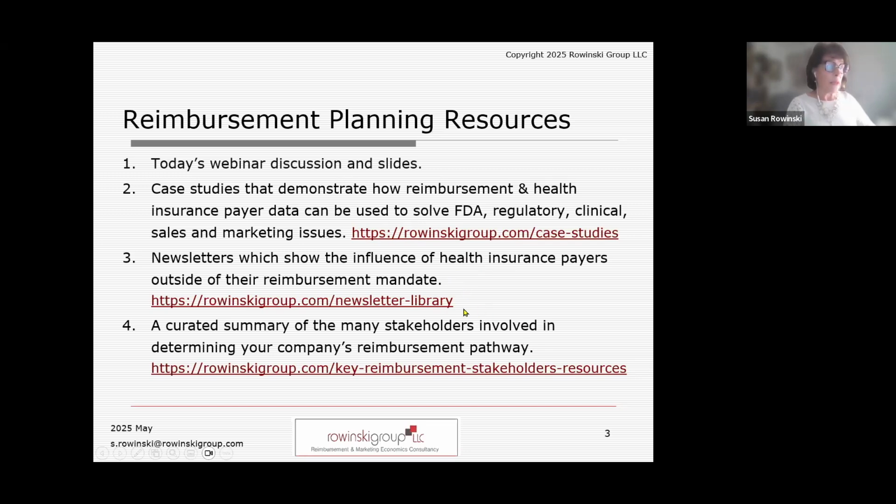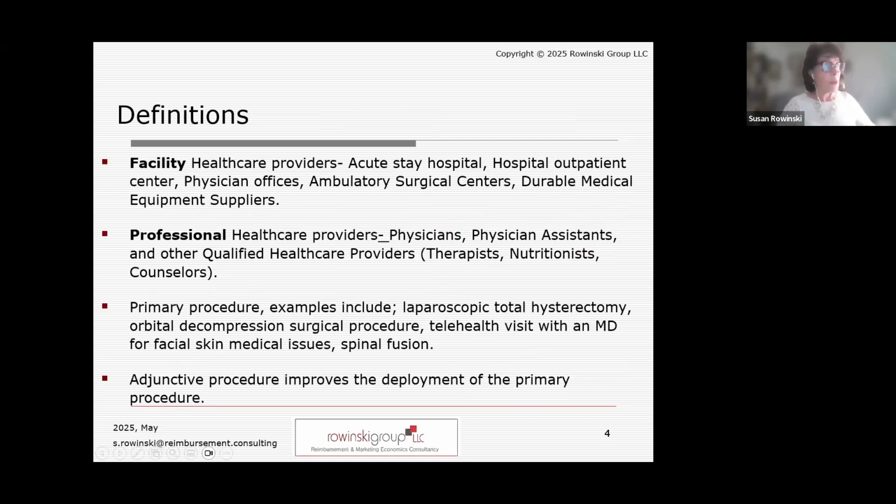outside of reimbursement. And then finally, this is a curated list of roughly 2.5 dozen stakeholders who would be involved in determining your company's reimbursement pathway. So I really encourage everyone to do a deep dive into these 3. They'll be on the slides that will be sent to you after today's presentation.